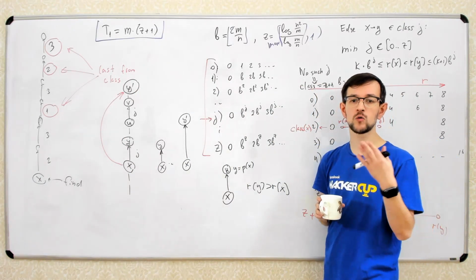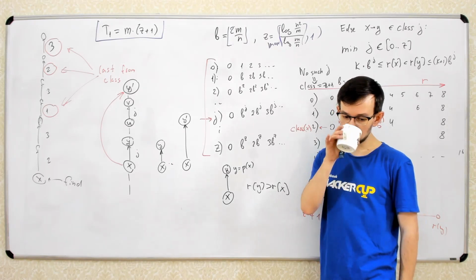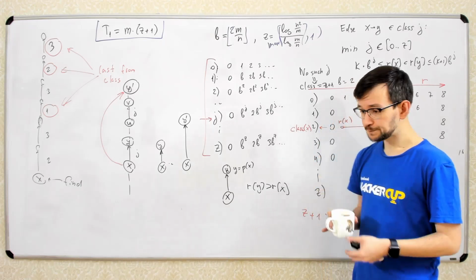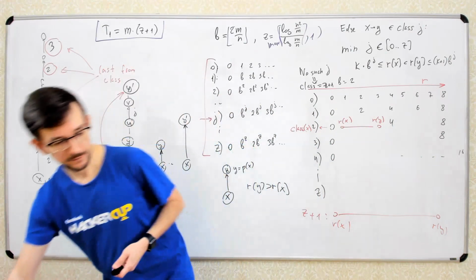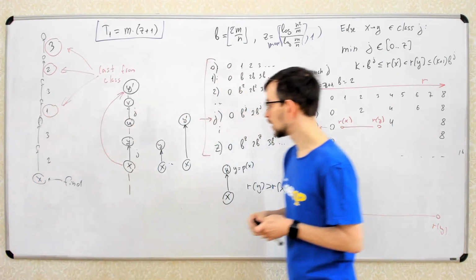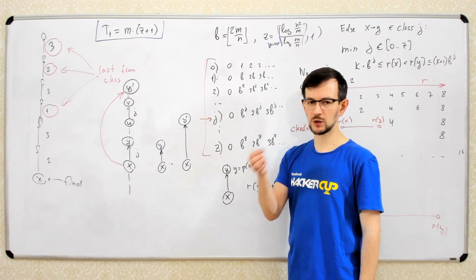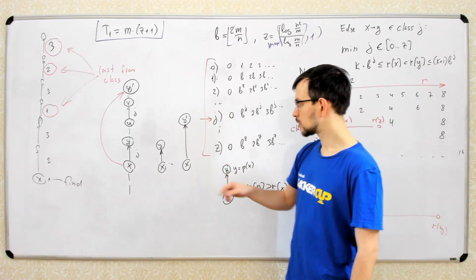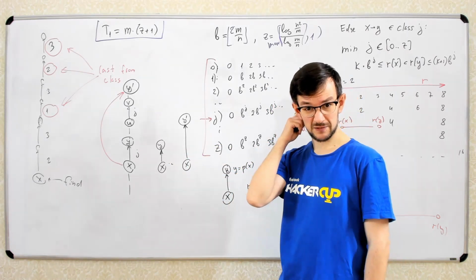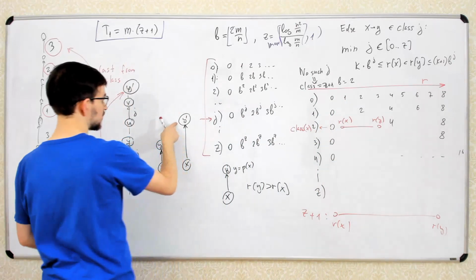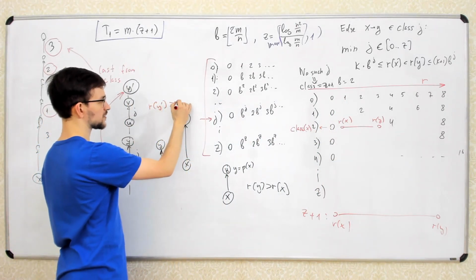Basically, how will the classes change in time? The answer: it may increase or it may stay the same, but it will never decrease. Because the rank of y prime is always greater than the rank of y.